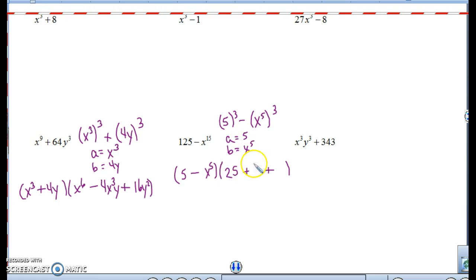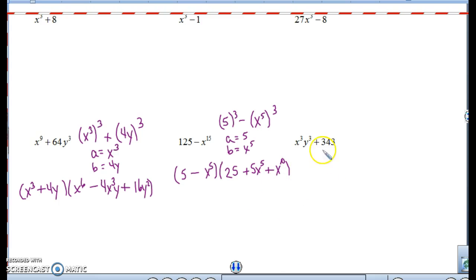AB is 5 times x to the 5th. And then B squared is x to the 5th squared, which is x to the 5th times x to the 5th, which would be x to the 10th. And there we go. So 5 minus x to the 5th times 25 plus 5x to the 5th plus x to the 10th.